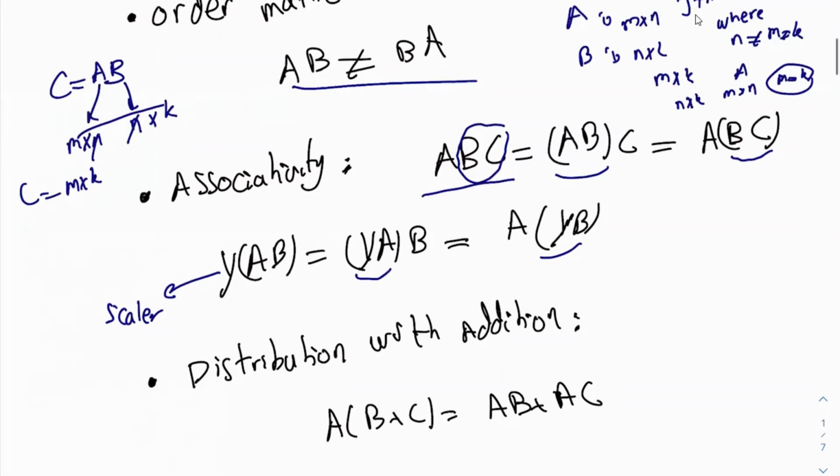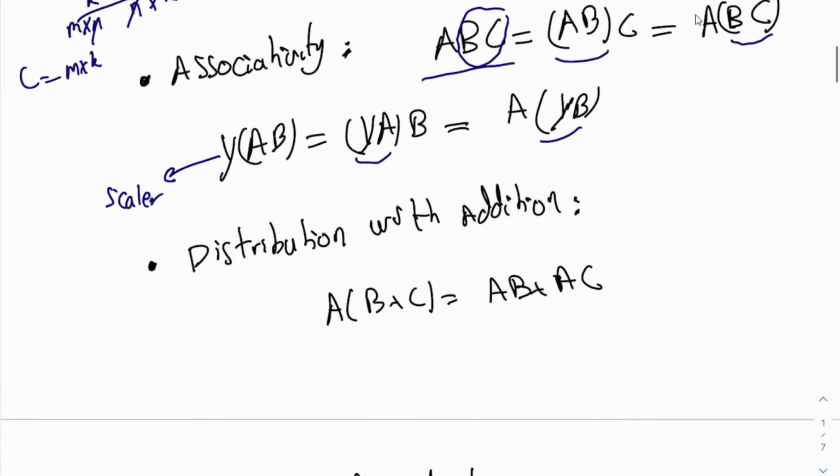Distribution with addition, meaning that if you have A times (B plus C), you can go ahead and multiply A by B first, and then add it to A times C. So you can do this one first, and then you can go ahead and do the A times C next.